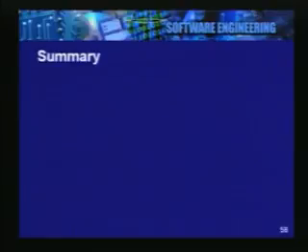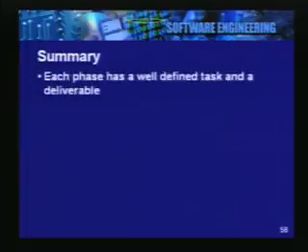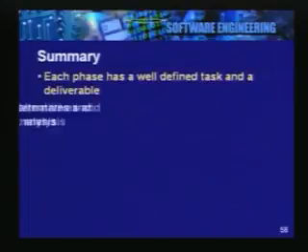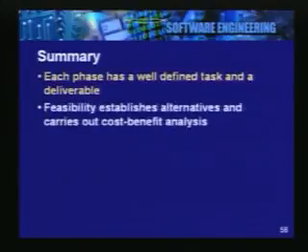Let us summarize the study of various phases that we have carried out. We have seen that there are different phases, and each phase has a well-defined task and a well-defined deliverable. In many cases, these deliverables have a standard format. We have seen that feasibility was one of the very important steps. It establishes different alternatives, and these alternatives are analyzed for cost effectiveness.